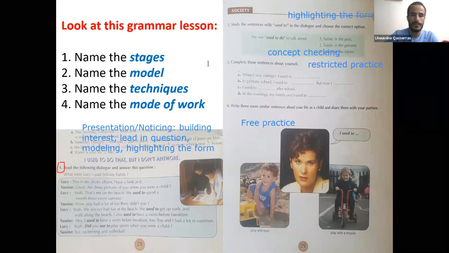Okay. Now, which model is this one? Which model? Can you write in the chat box? Number two, name the model. It is presentation, practice, production. Presentation, practice, production. Good.